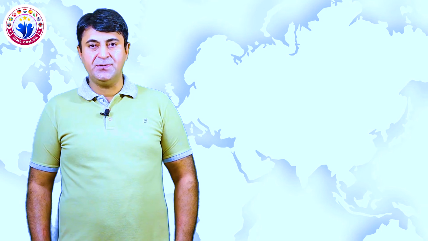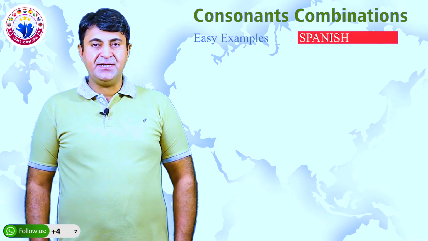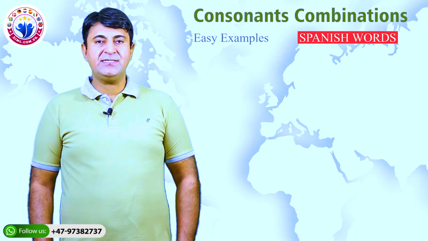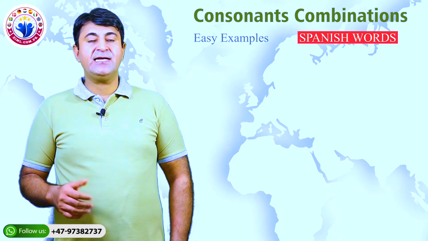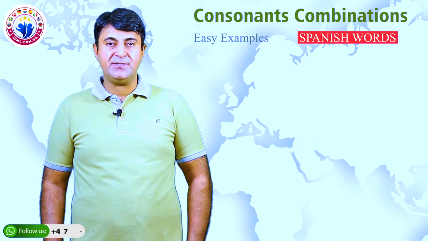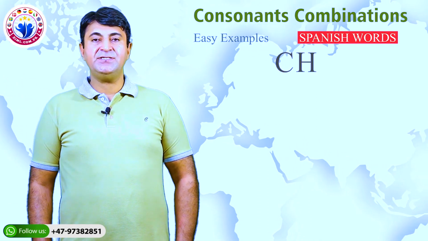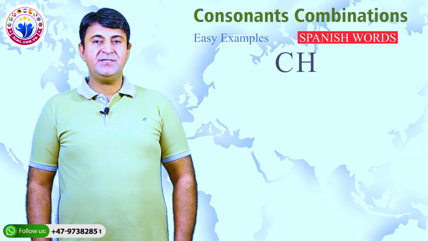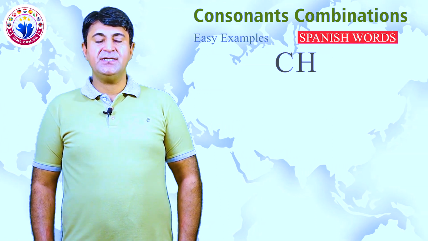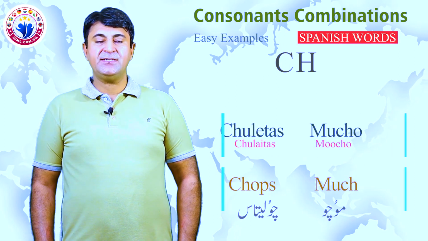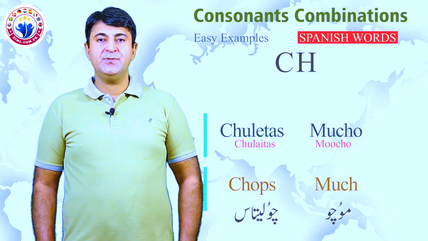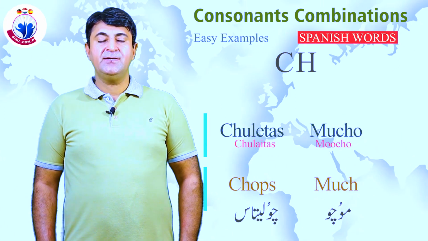And now, in the third and last part of the pronunciation rules, the consonant combinations: how two consonants are pronounced while standing at various positions in Spanish words. Ache, or CH, is pronounced like ch, as in chuletas, mucho.